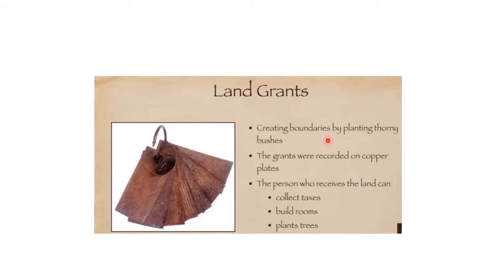So the Brahmins who wrote these precious Prashastris in praise of the king were finally rewarded by the king by giving them land grants. And what wonderful land grants they got. They could do so many things with that land. They could collect taxes, build rooms, and plant trees. So this is all about Prashastris and land grants.